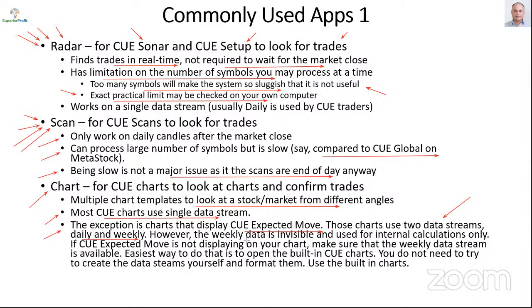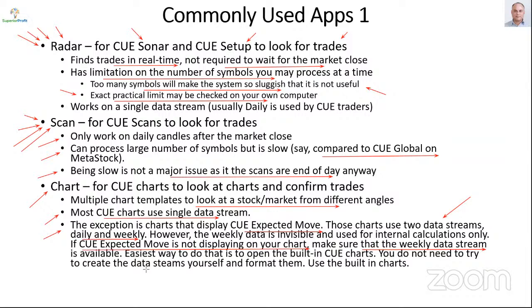Why is it useful to mention? Because sometimes you are trying to plot Q expected move, but it is not displaying on your chart for some reason. Then you may make sure that the weekly data stream is available. That is the only Q indicator that uses two data streams. Therefore, any chart that has Q expected move needs two data streams, daily and weekly, but the weekly is hidden.